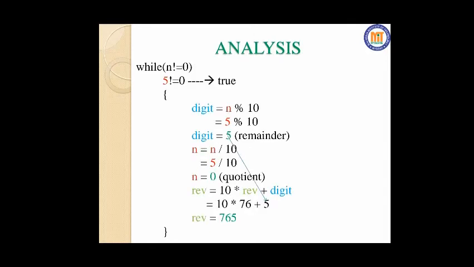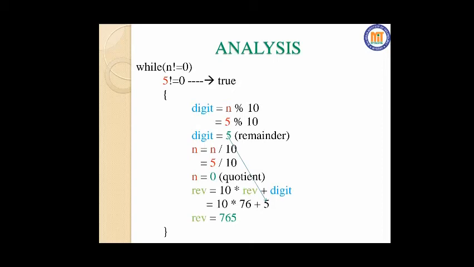Now at the third iteration of the loop, n has been updated to 5. 5 is not equal to 0, so the condition is true. Again your control enters inside the loop, and 5 modulus 10, the remainder will be 5, and when I do 5 divided by 10 the quotient is 0. Next, again update your reverse, that is 10 into reverse plus digit. 10 into reverse, which is 76, plus digit 5, that is 765.